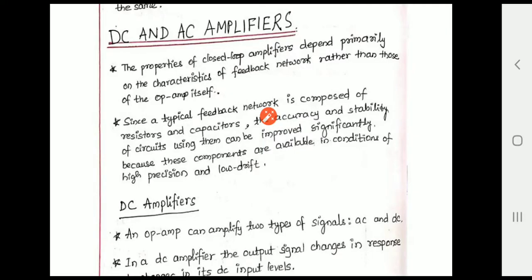The next topic is DC and AC amplifiers. Here in this topic we will discuss how the DC and the AC signals are amplified. As we know, the properties of a closed loop amplifier depend primarily on the characteristics of the feedback network. The feedback network plays an important role with respect to the properties of closed loop amplifiers.